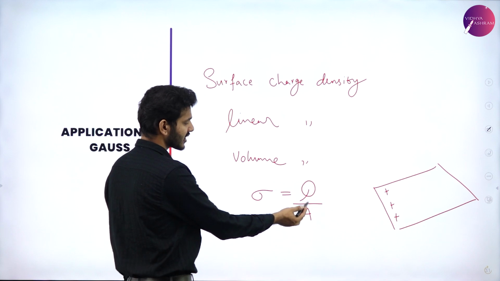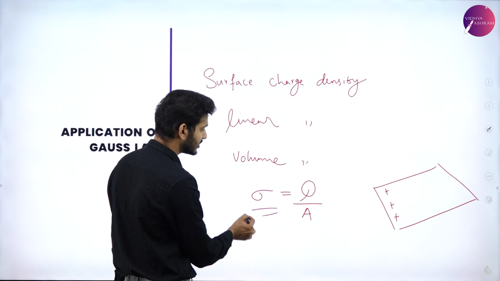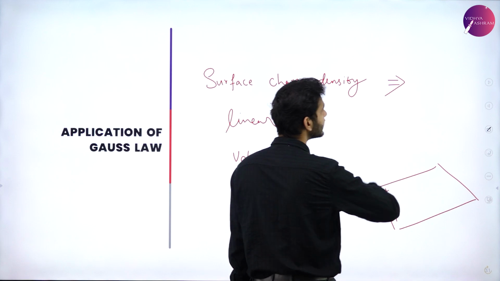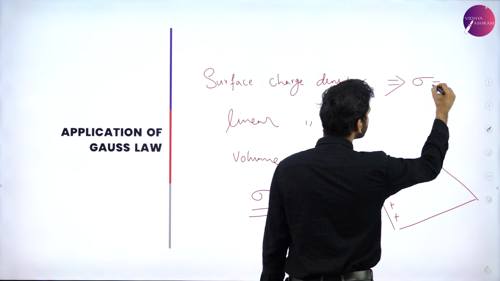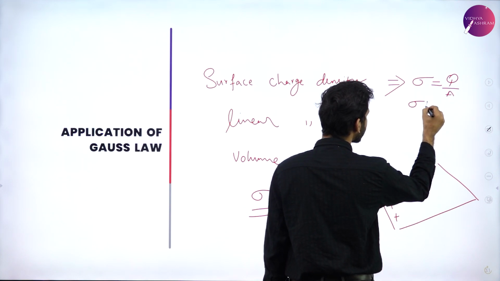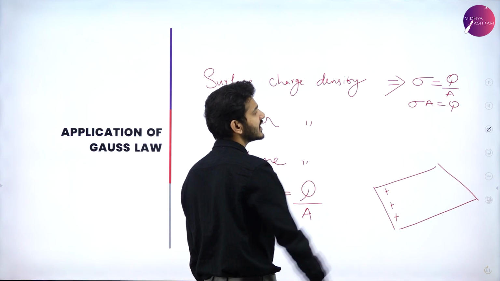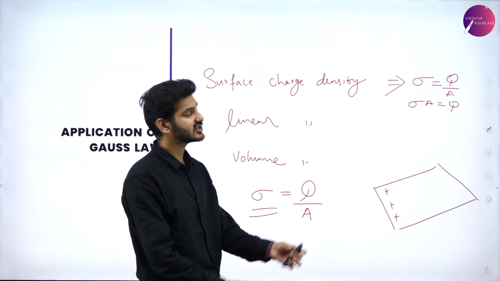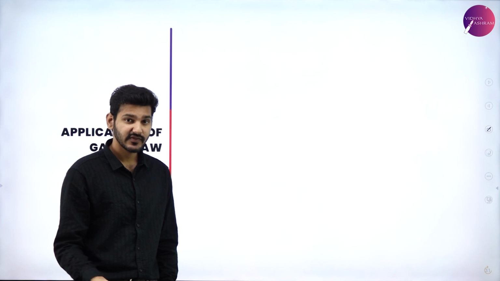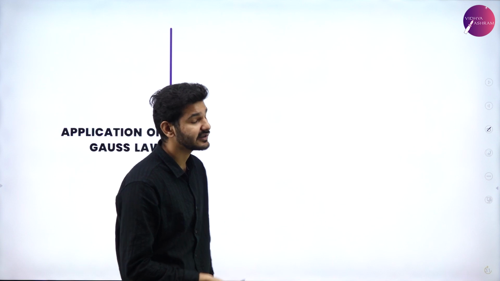For now, it is Q divided by A, and that is denoted by the letter sigma. So surface charge density is given by sigma equals Q divided by A, or sigma A equals Q. Surface charge density times the area will give you the net amount of charge enclosed in that surface. So why did we actually learn about all these things? We learned about charge density so that we can apply Gauss's law in different cases.